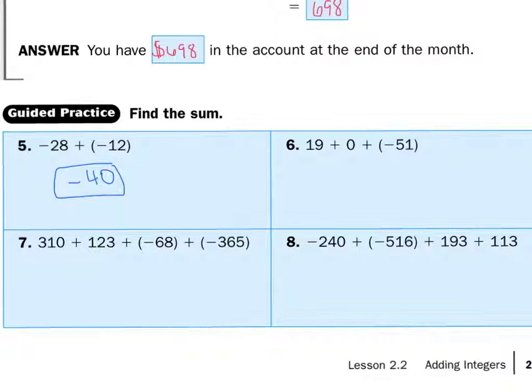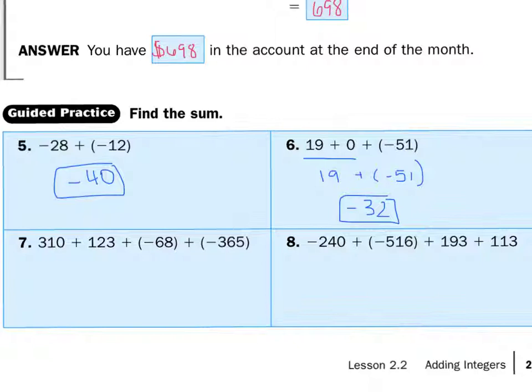For number 6, we need to add 2 at a time. 19 plus 0, that's 19, plus a negative 51. They have opposite signs. 19 is positive and 51 is negative, so you end up subtracting them. 51 minus 19 is 32. 51 is the larger number and it's negative, so your answer will be negative.